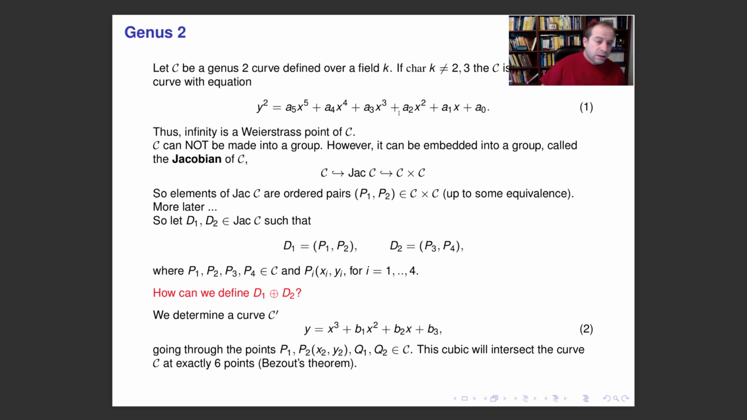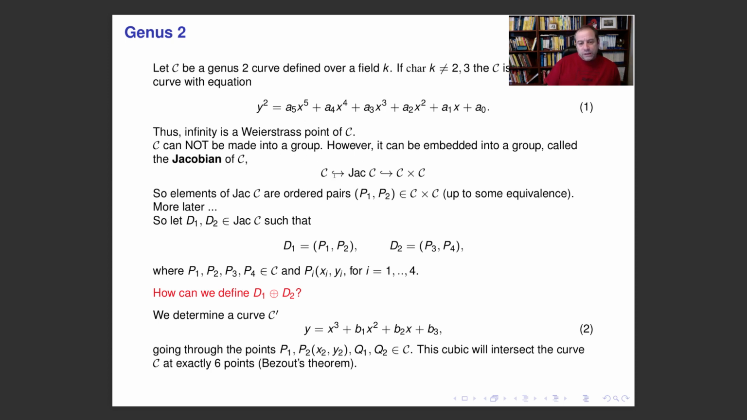Okay, but this curve cannot be made into a group, so this we know. But it can be embedded into what we call the Jacobian of the curve, so it can be embedded into an abelian group. That's what the Jacobian is.